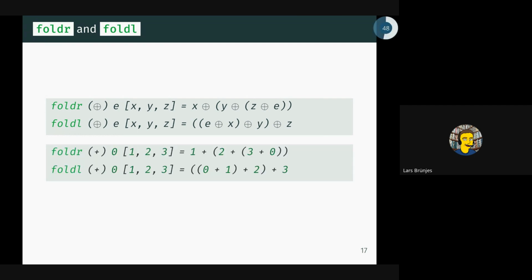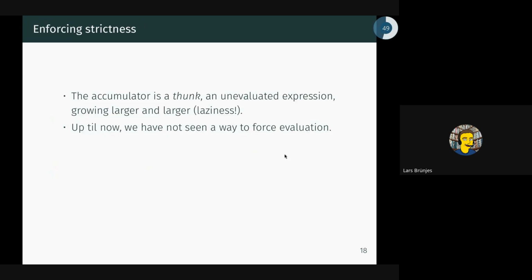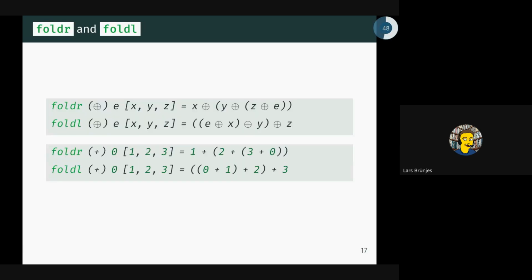For something like plus, for sum, both would work. We can use foldr plus 0 or foldl plus 0. In both cases, applied to the list of elements 1, 2, 3, we would get the same result, namely 6. But the computation that actually happens is done differently. For foldr, it would start at the right like this, and for foldl, it would start at the left like this. Of course, because addition is an associative function, we get the same result in this case. But that's not generally true.